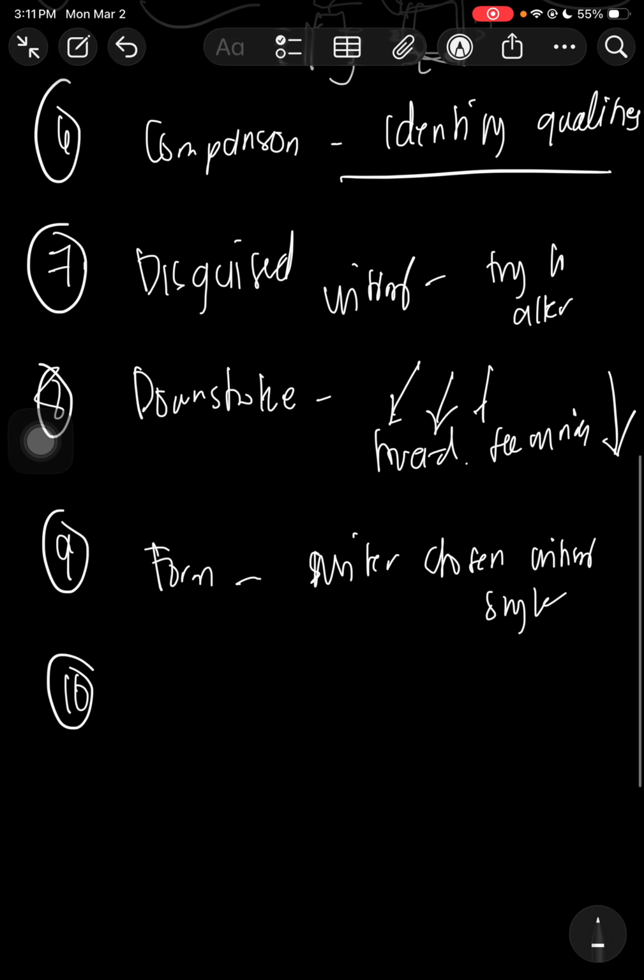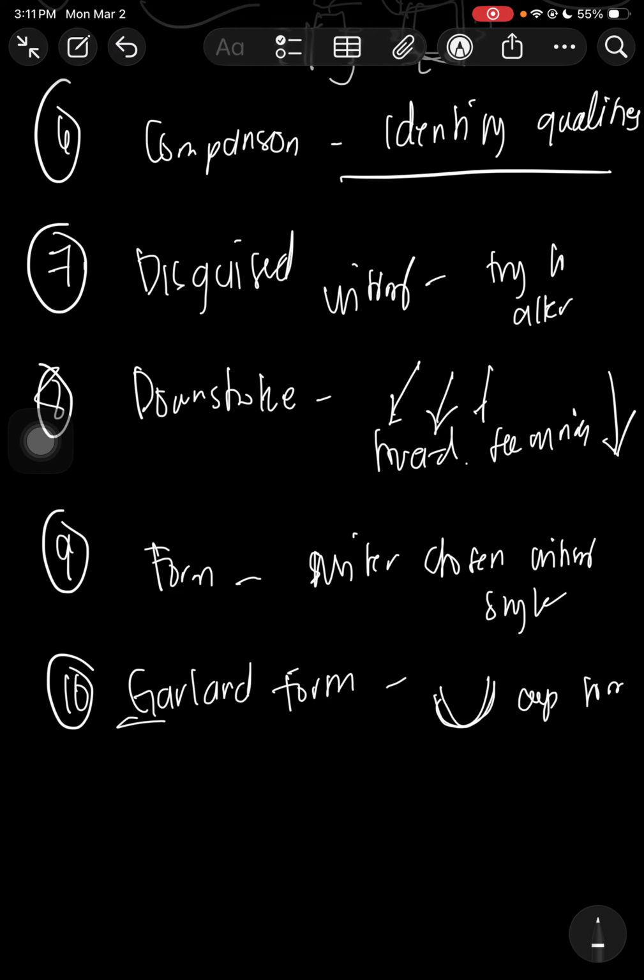Next is the garland. Garland form. Paano ba pag word na garland? It's a cup-like connected form that is used open at the top and rounded at the bottom. So, literal na ganan, cup form. Open daw dito sa top and round daw dito sa bottom. That is the garland form.